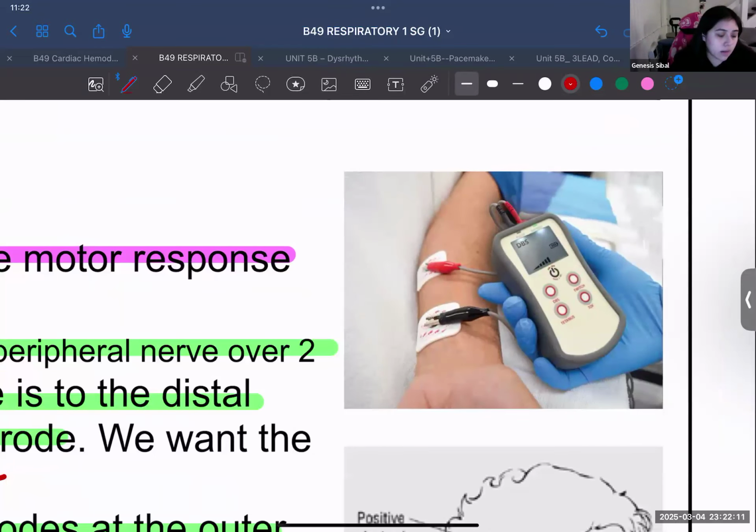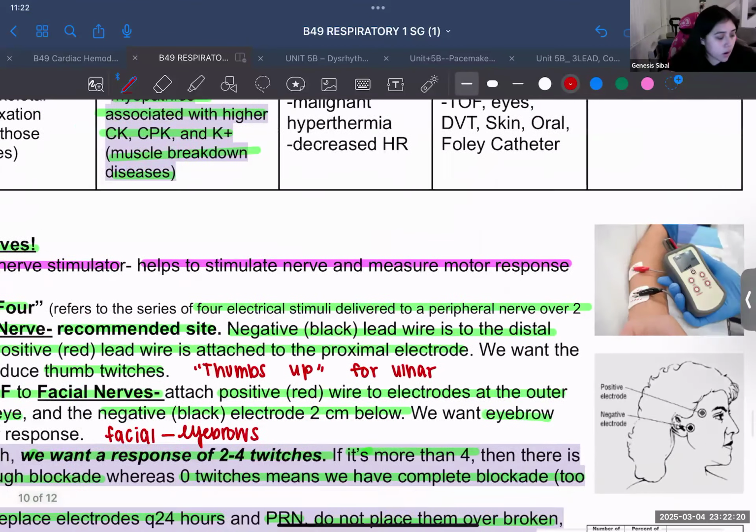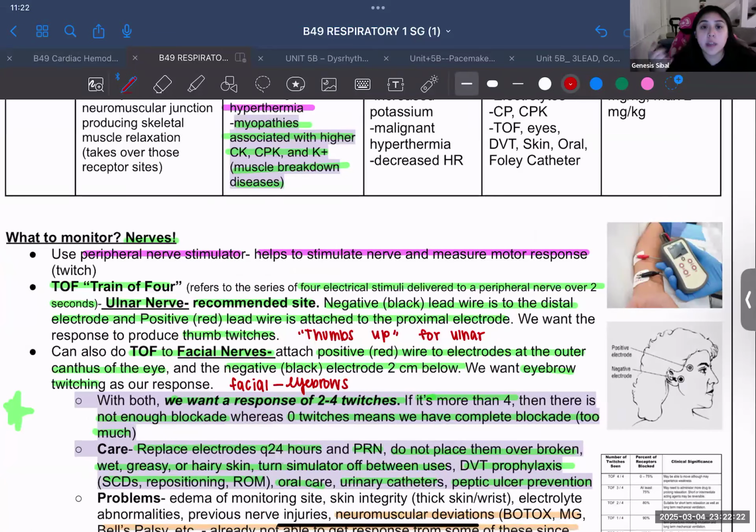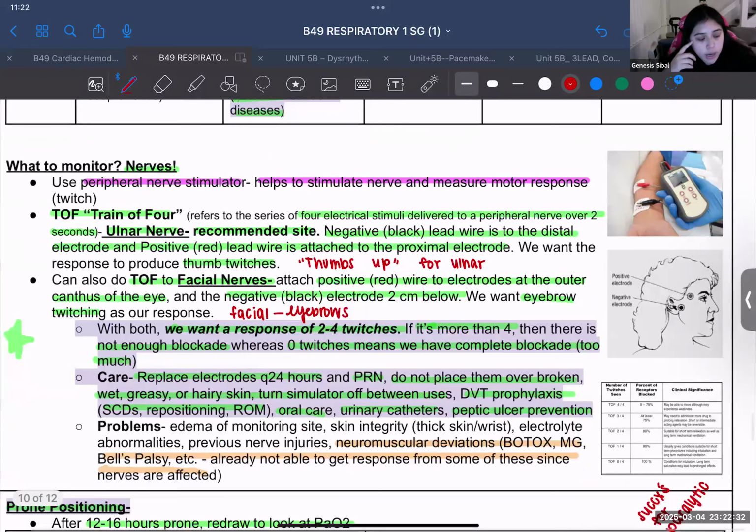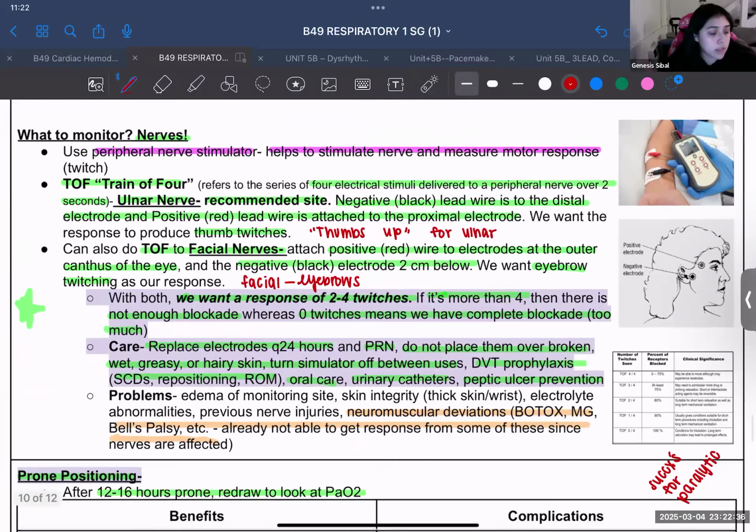So basically, again, the neutral one, that's the one that doesn't really have the color. That's black, so that's negative. The other one, red, positive, right? So basically what you're looking at is for the thumb to be twitching, right? That makes sense because again, the ulnar, the thumb nerve, I would just think about this right there, the thumb. And yeah, what I used to think is thumbs up for the ulnar, right? And then the other one is the facial nerve.